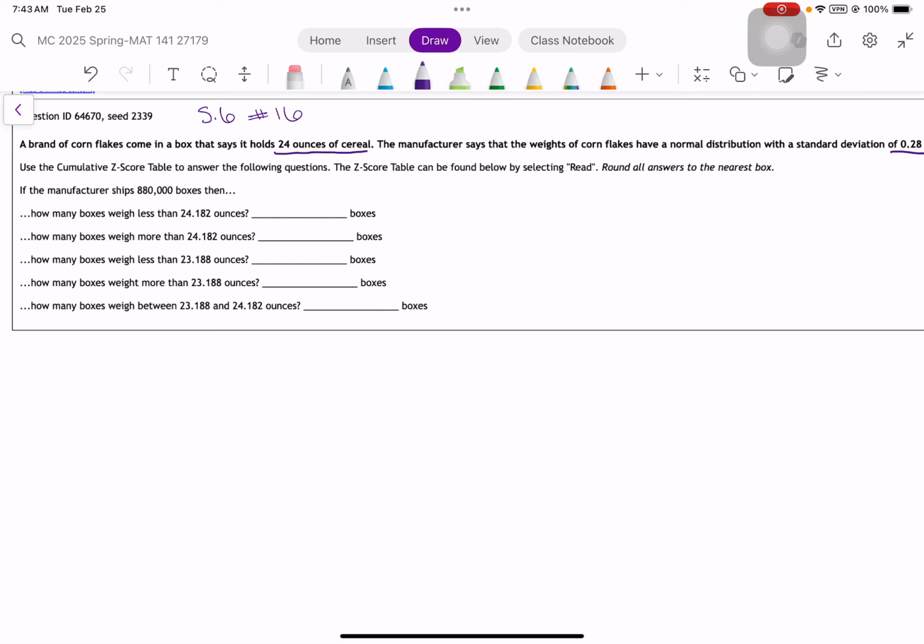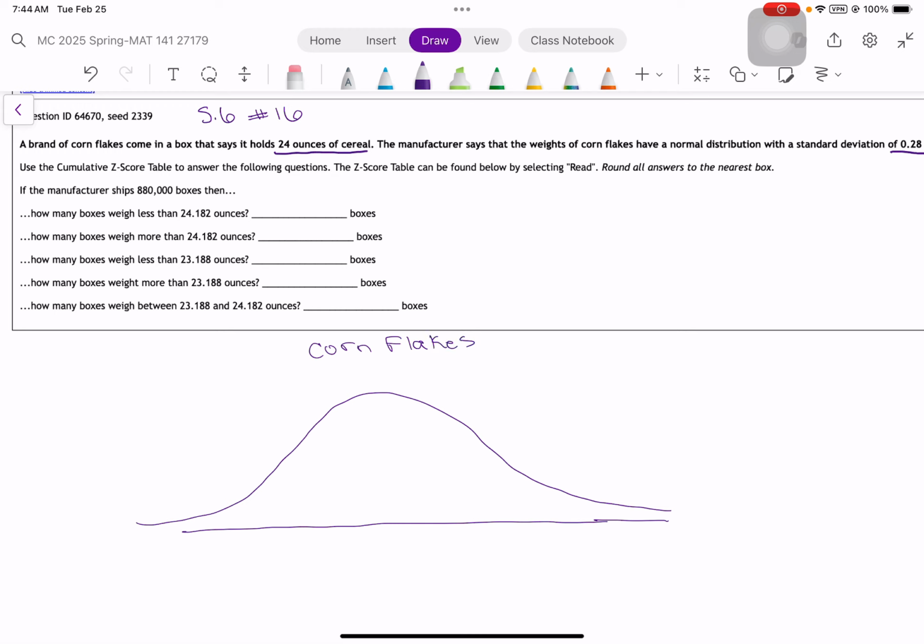When I first approach these problems, the first thing I do is draw my normal distribution. This just helps my brain understand what's going on in the problem. So this is cornflakes, and my mean is 24 ounces and my standard deviation is 0.28 ounces.